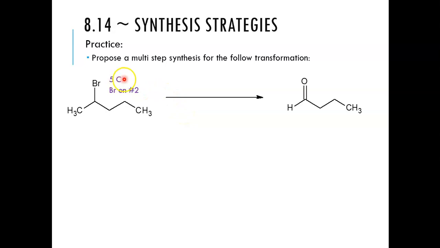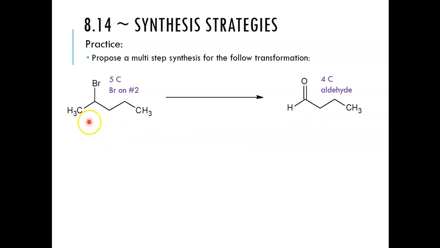We look at what is in each compound. So we have 5 carbons, and there's a bromine on carbon number 2. Over here, we have 4 carbons and an aldehyde. So this tells us that our functional group has definitely changed. We go from a halogen to an aldehyde, and we're losing a carbon along the way. So we have to think about what we have in our reaction toolbox and how we can go from this structure to this structure, knowing that it will take a couple steps.